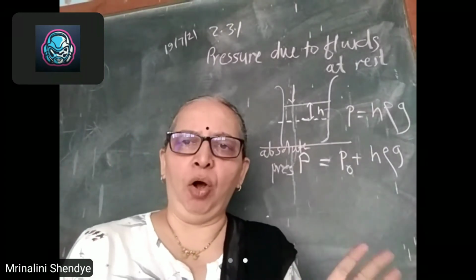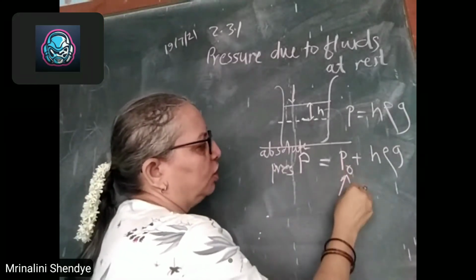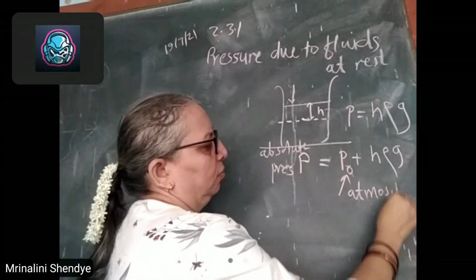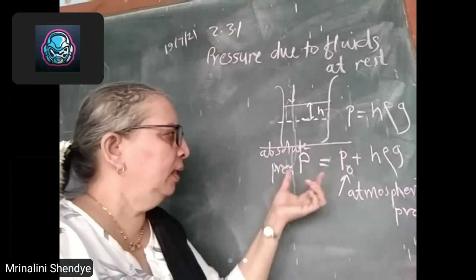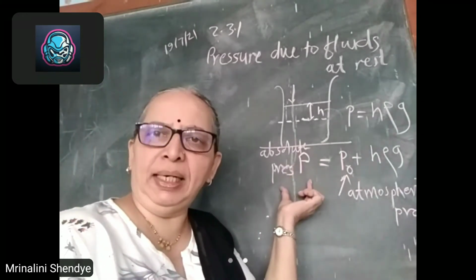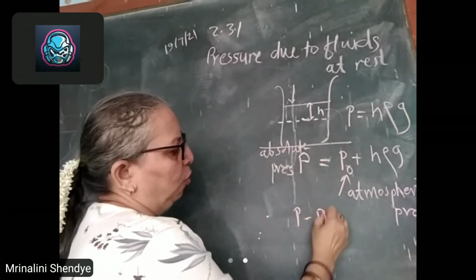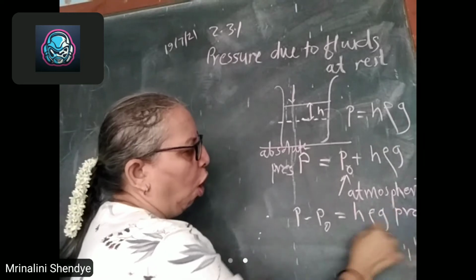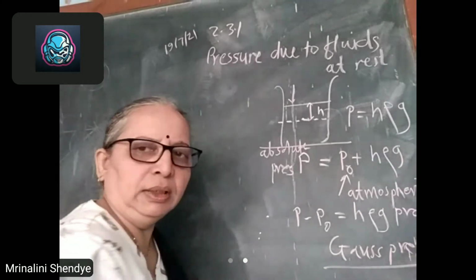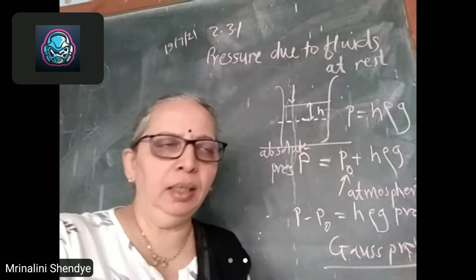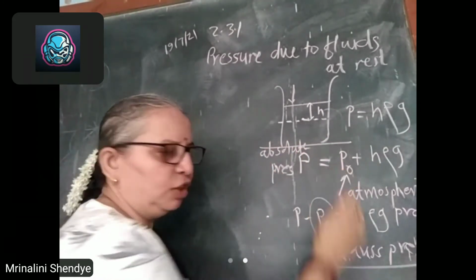You remember all these points well. This is called absolute pressure. This is atmospheric pressure. And the difference between P and P naught, the total pressure experienced by the particle minus atmospheric pressure, is called gauge pressure. Generally, when we talk about pressure within the liquid, fluid at rest, we neglect this atmospheric pressure.